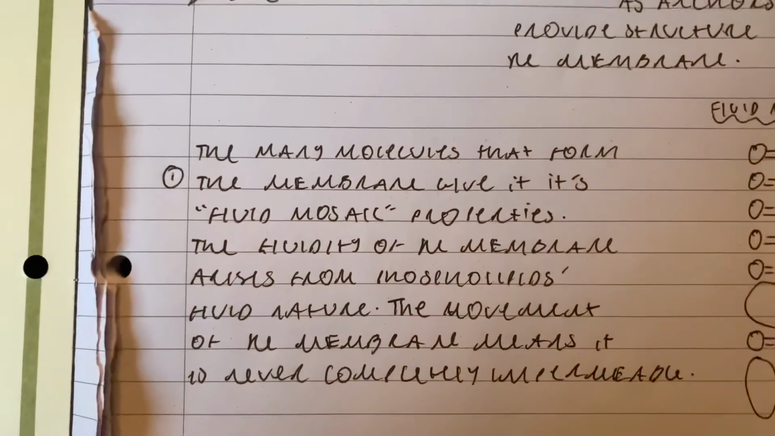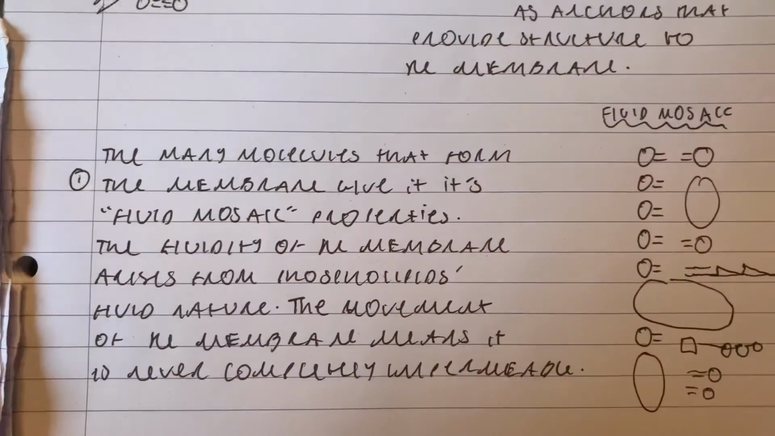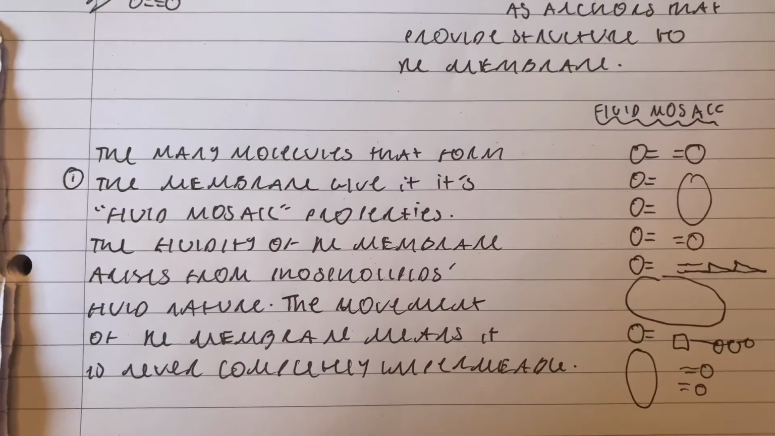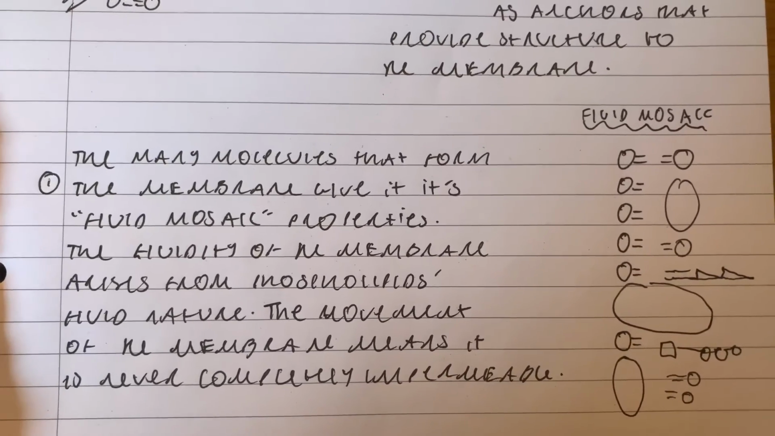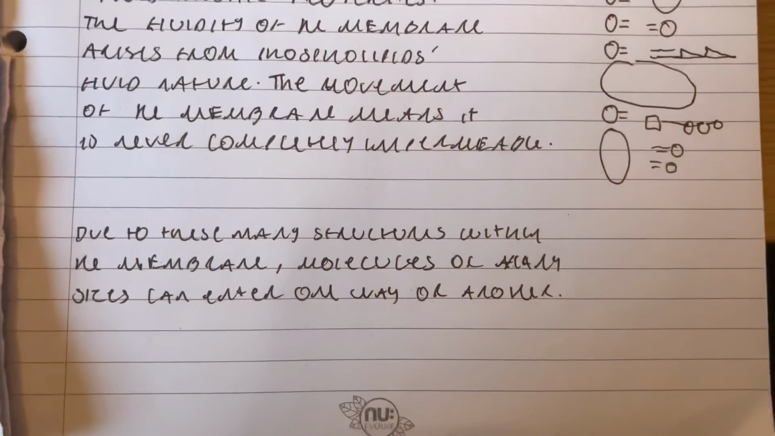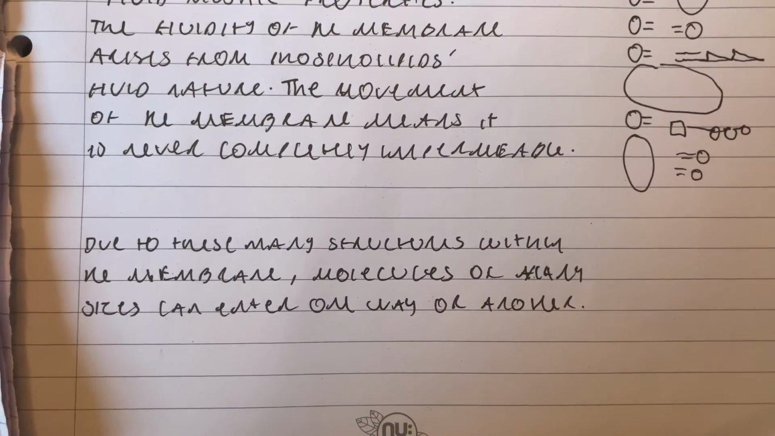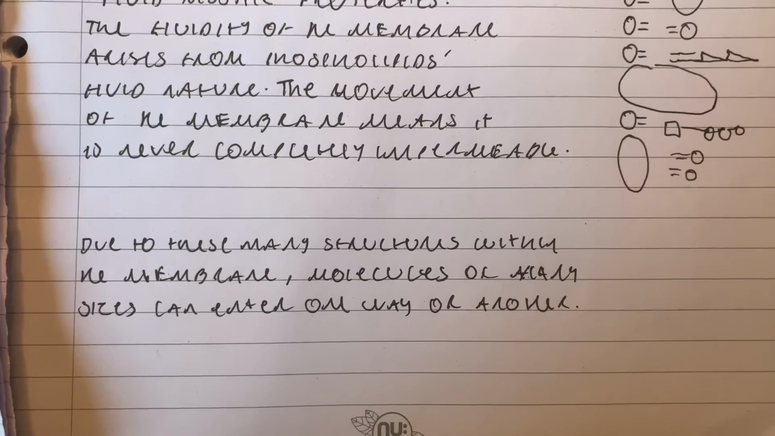The many molecules that form the membrane give it its fluid mosaic properties. The fluidity of the membrane arises from the phospholipids' fluid nature. Movement of the membrane means it is never completely impermeable. Due to these many structures within the membrane, molecules of many sizes can enter one way or another.